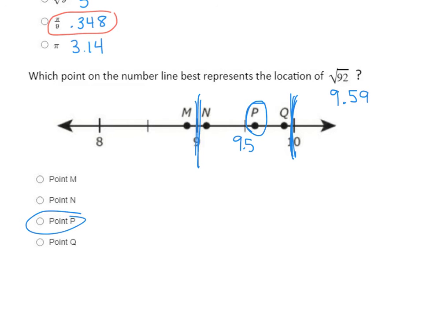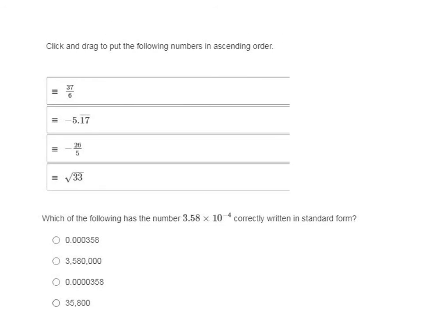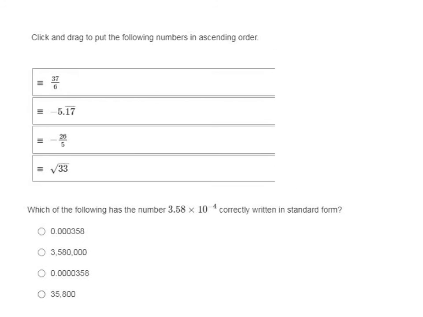Okay, a couple more. So here, click and drag. Well, this one was a little bit tricky, but this was the ascending order. Oh, ascending order is least to greatest.